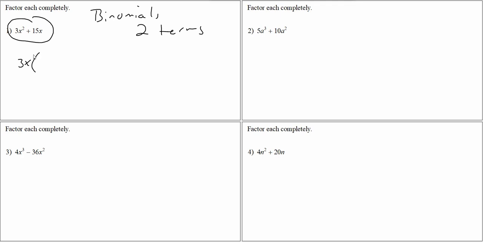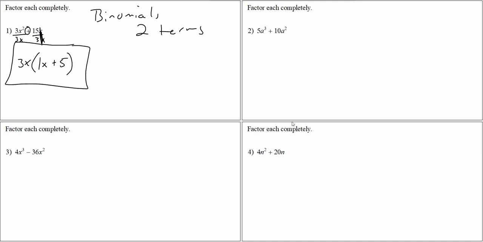What is left? Well, if we think about this, I'm dividing each of these by the 3x that I pulled out. So 3 divided by 3 is 1. X squared divided by x is just x. 15 divided by 3 is 5. X divided by x, there's none of those left. And that's a plus because that's a plus. So this is my answer here.